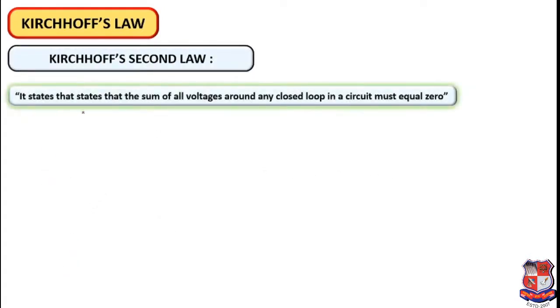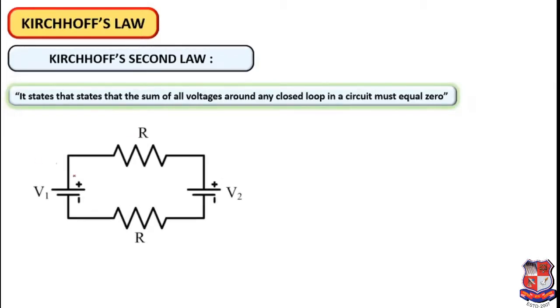So what is Kirchhoff's second law? Kirchhoff's second law states that the sum of all voltages around any closed loop in a circuit must be equal to 0. It means that in a given circuit, if you add all the voltage sources and the drops across each element, then the summation of all these terms will be equal to 0. Or you can redefine it as the summation of all the voltage sources present in the circuit would be equal to the summation of all the drops present in the circuit. So let us take this.